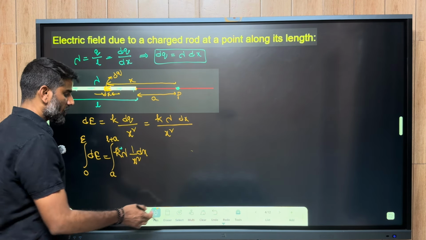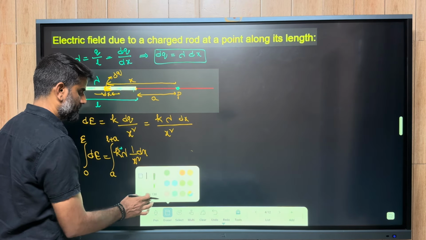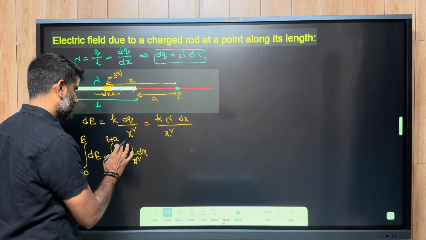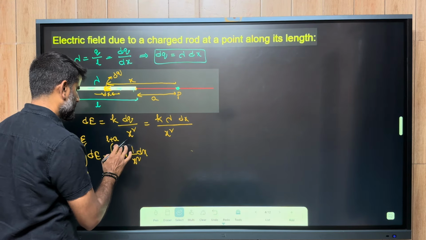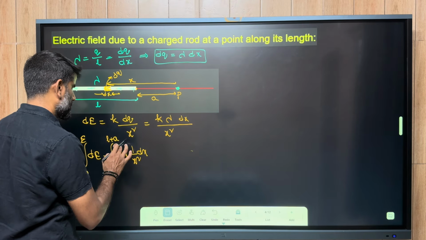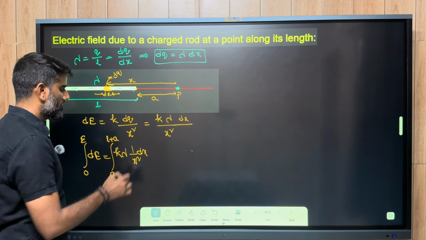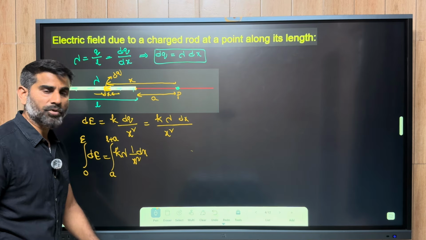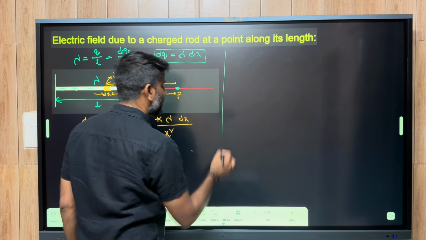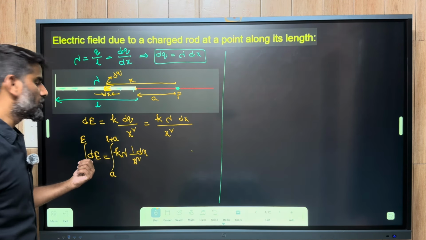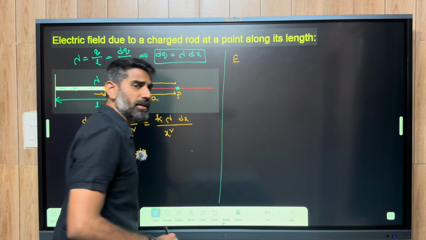So how did I get this? One moment. Okay. k lambda 1 by x square dx, right? Now if I apply the limits and integration formulas, this will be e minus 0 we will get, however it is e.